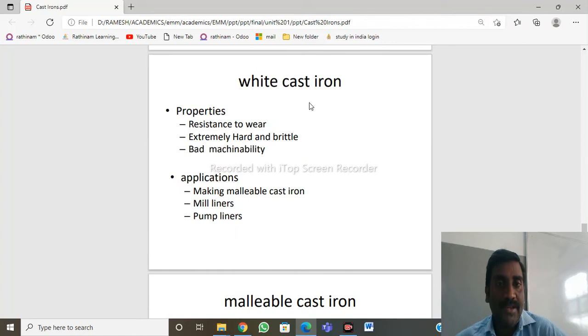Where do we use white cast iron, and what are its properties? It has high wear resistance and is extremely hard and brittle, with bad machinability. Bad machinability is one of the important disadvantages of white cast iron. For applications, we need white cast iron for making malleable cast irons, and also for mill liners and pump liners.